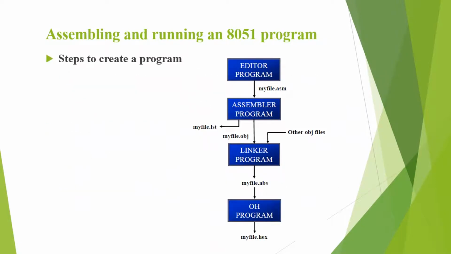This figure summarizes the steps used to create an executable assembly language program. So first we have the editor where the program is written and the source file .asm is generated. And then we have the assembler where the ASM file is loaded to the assembler and the object file and list file is generated. And then we have the third step, linking, where the link program is used to link one or more object files and create an absolute object file, ABS. And then we have the OH converter where the ABS file is loaded to it to generate a hex file.